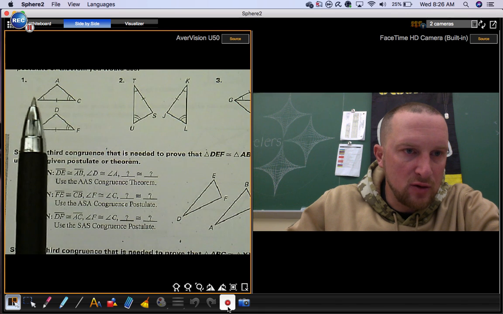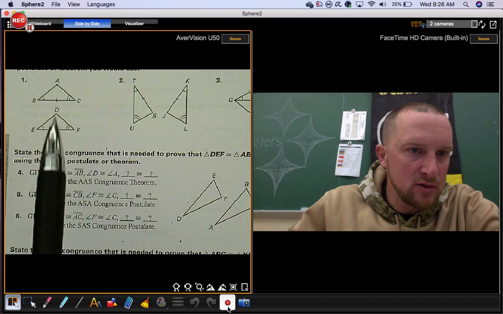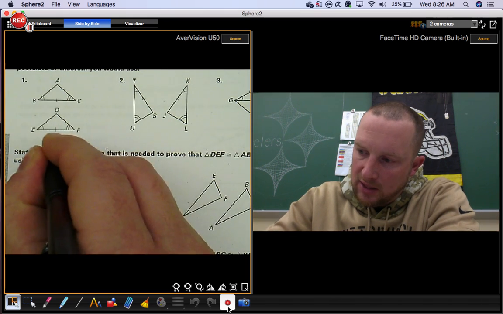We have a pair of congruent angles and a second pair of congruent angles. And we have included sides that are congruent as well. This is angle, side, angle.